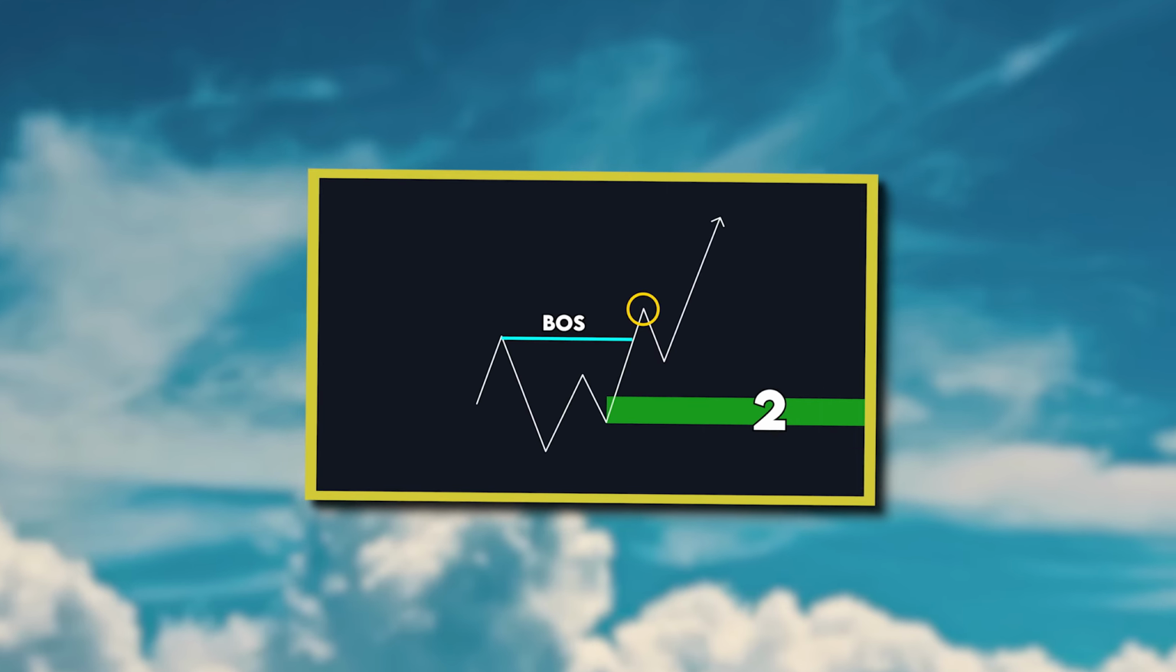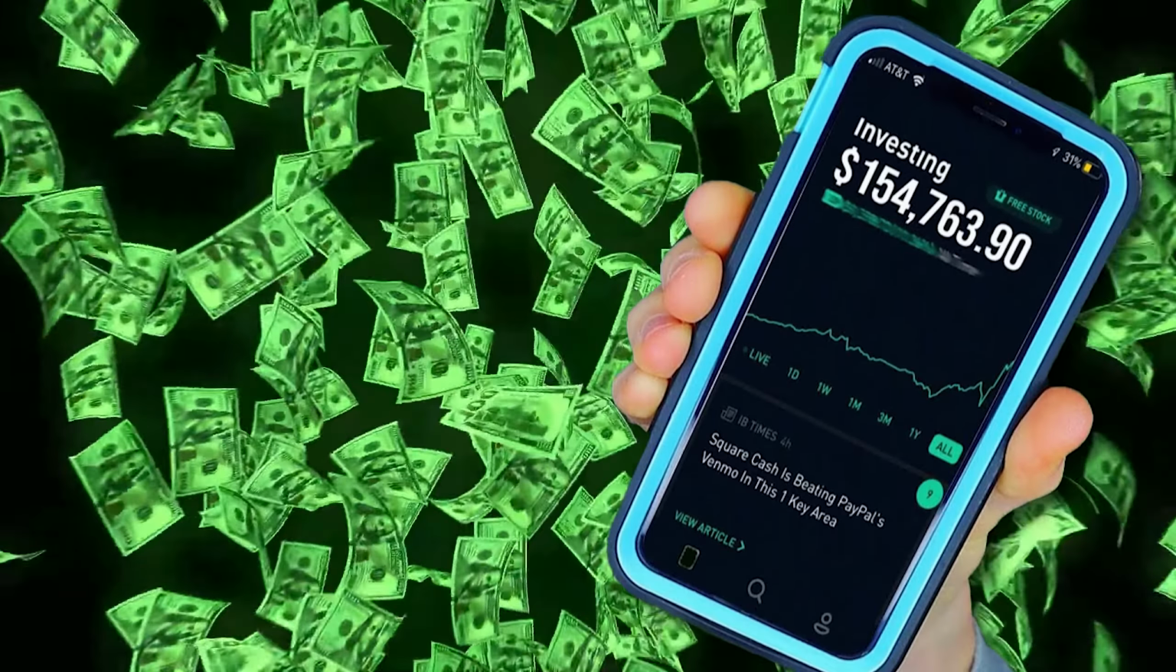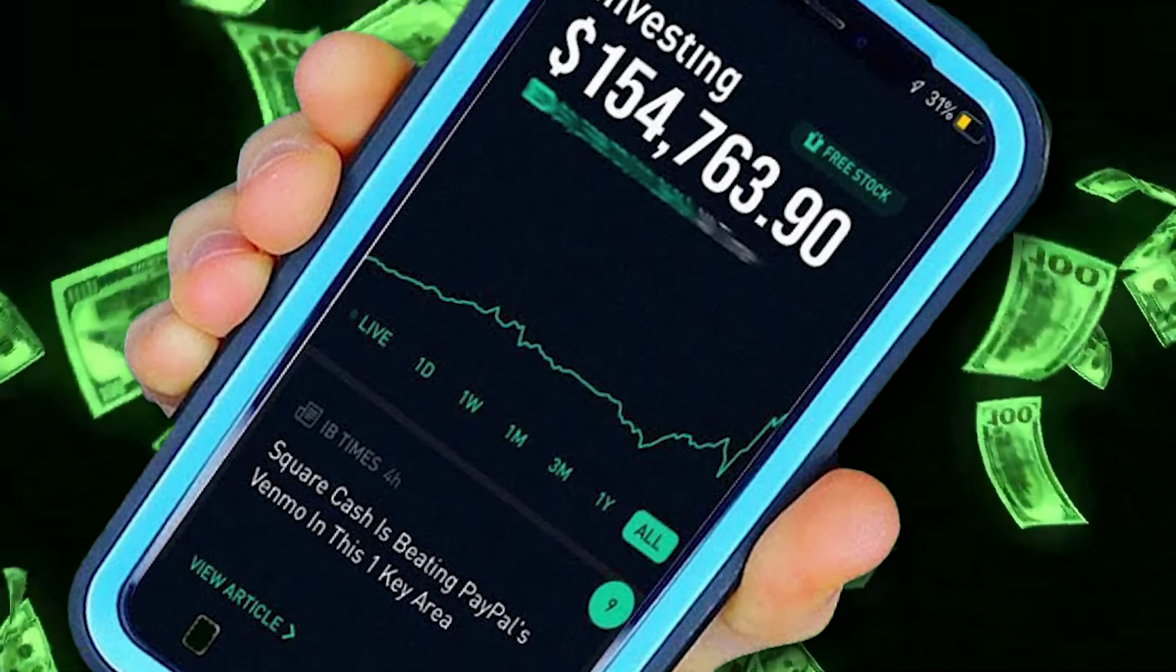Liquidity breaks the structure in fair value gaps. Implement this in your trading and watch your trading balance grow.